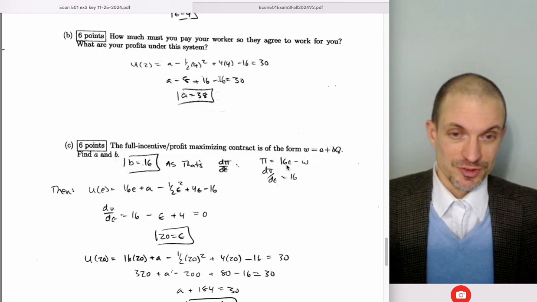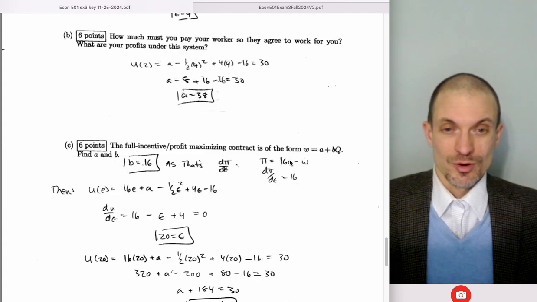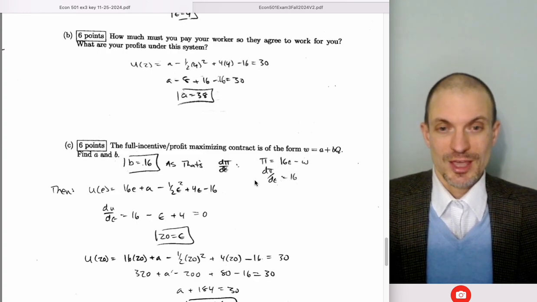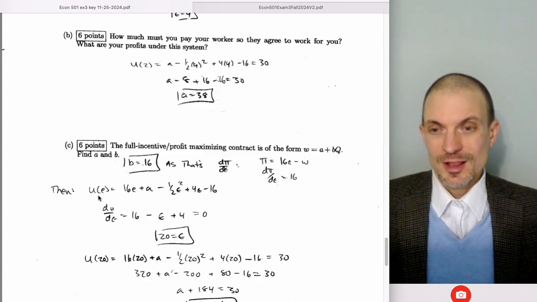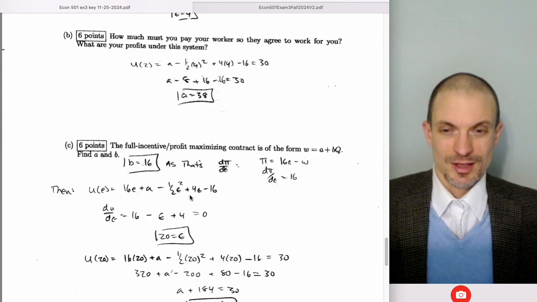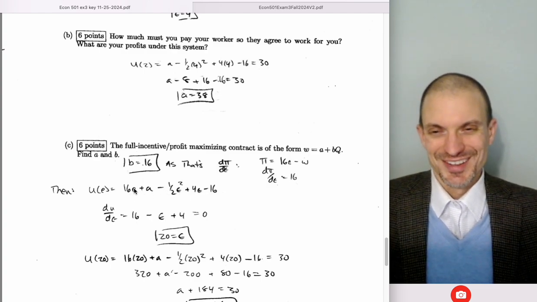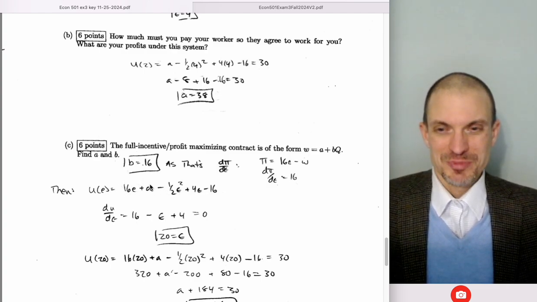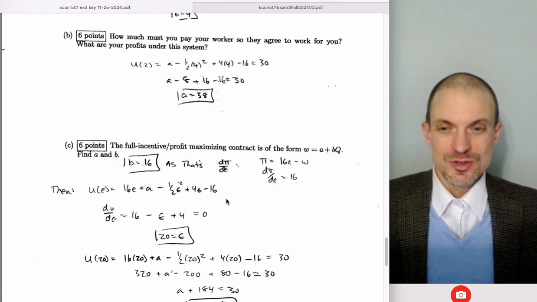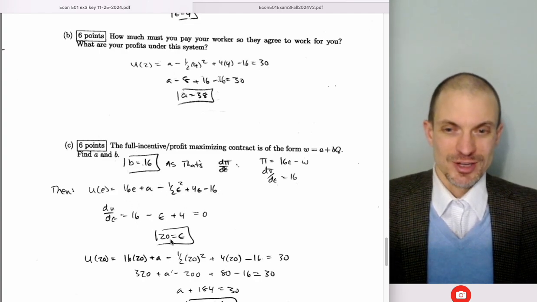Basically, that's our d pi dE, right? So our pi was 16E minus W, so our revenue minus our cost. Our cost was only labor costs. Okay, so d pi dE was 16. Then their utility is going to be 16E, the incentive portion of their wage, plus the fixed portion of their wage, minus the cost of effort. So I'll take du dE, and solving here I find E is going to be 20.